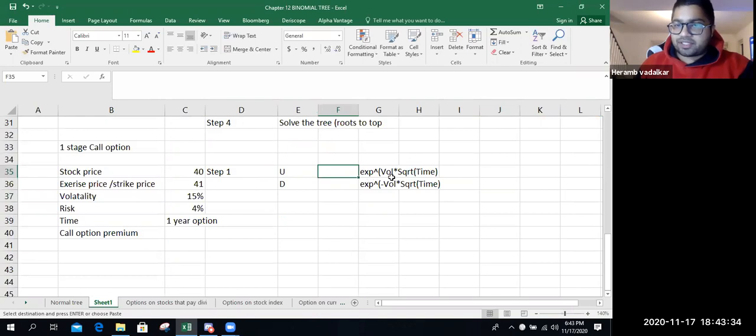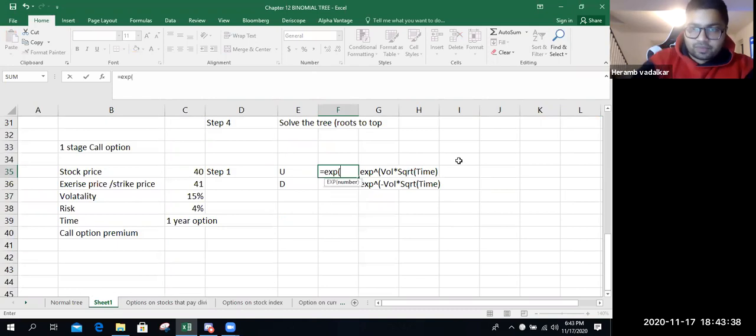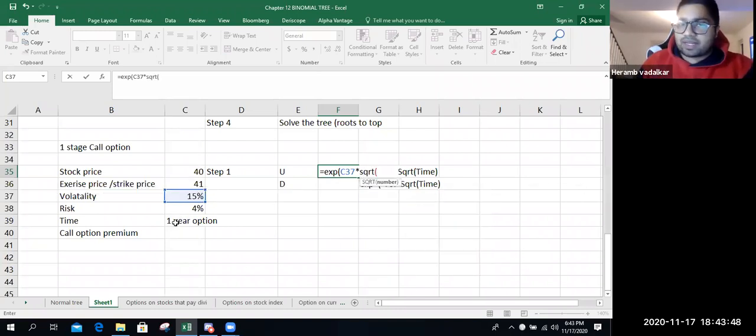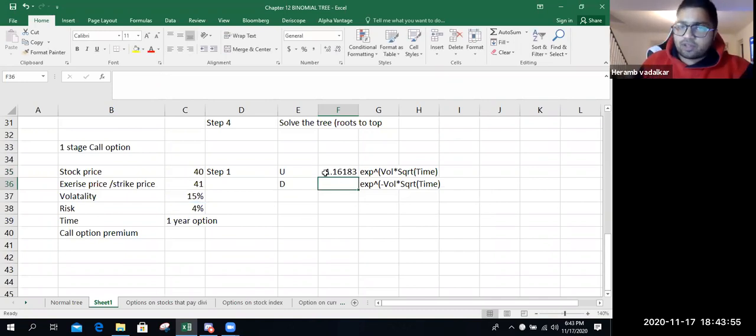U is exponential volatility times square root of time. So it is exponential 15% times square root of time. Time is 1. It's a one step model and 1 year, so time is 1. So if the stock goes up, it will go up by 1.16 times, not percent, 1.16 times.